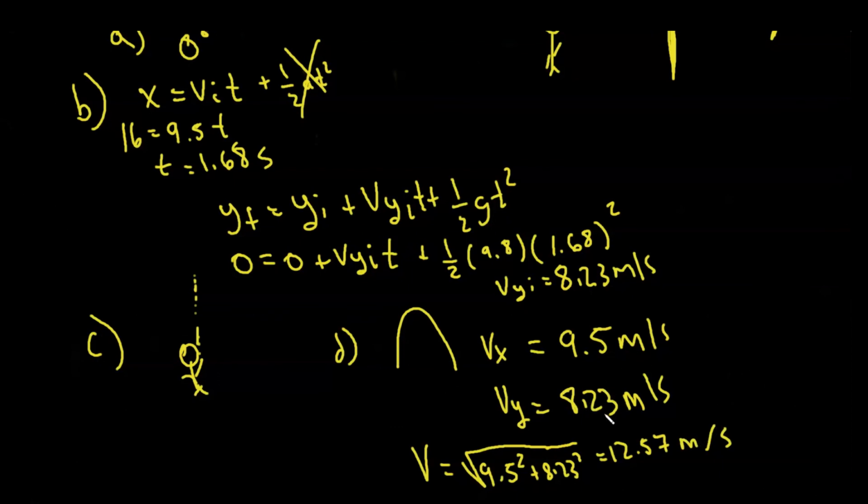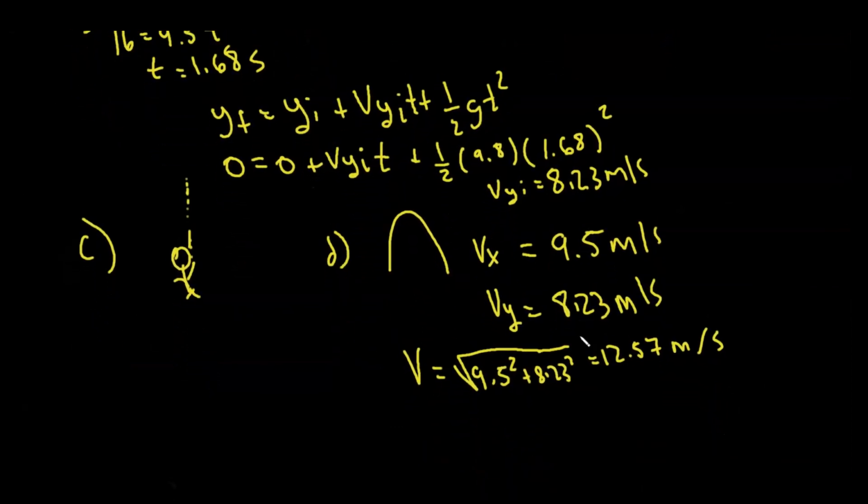To find the direction of the projectile above the horizontal in the frame of reference of the observer, you just do theta is equal to tan inverse of 8.23 over 9.5, and we got 41 degrees.